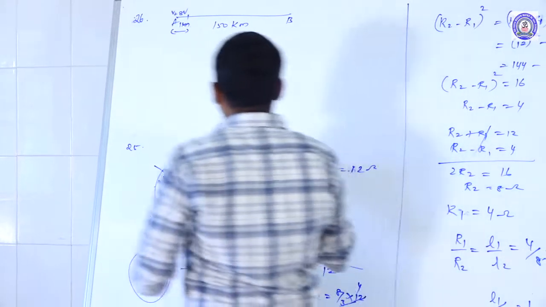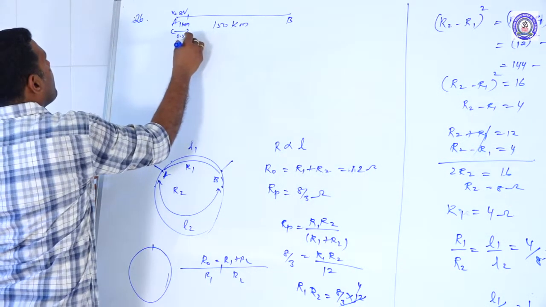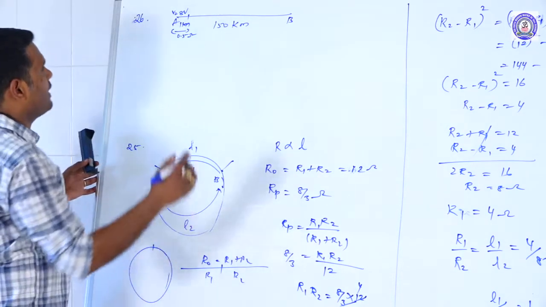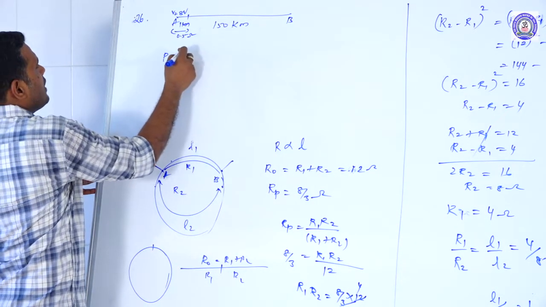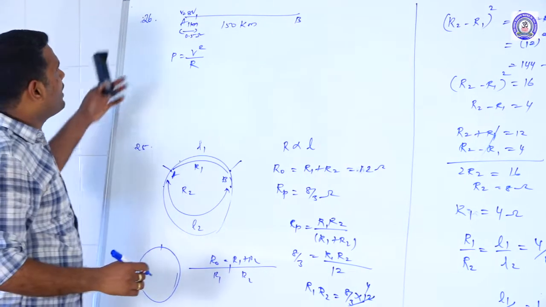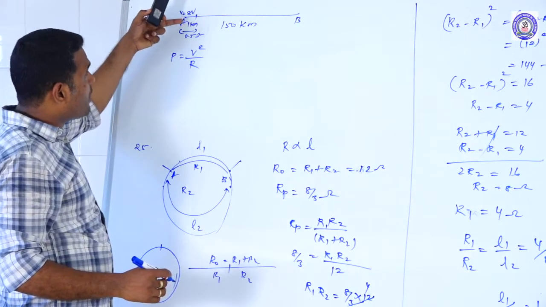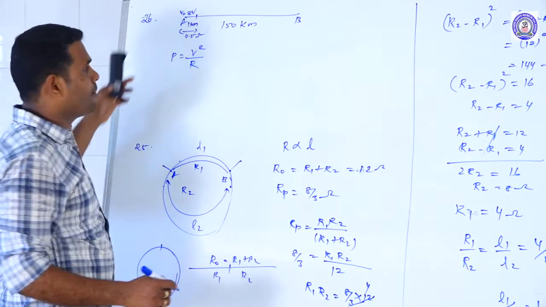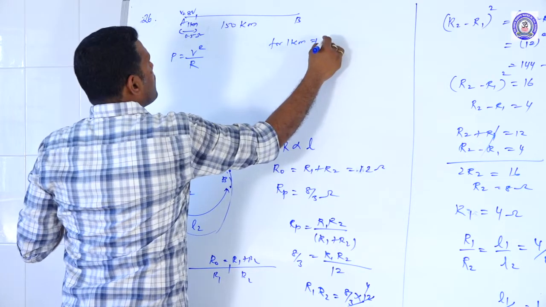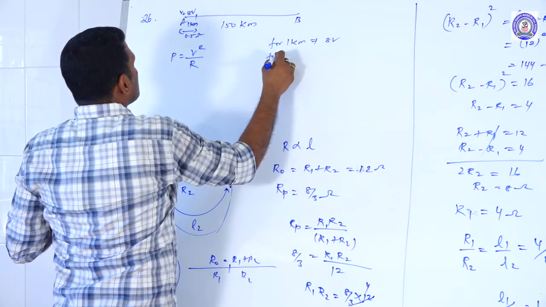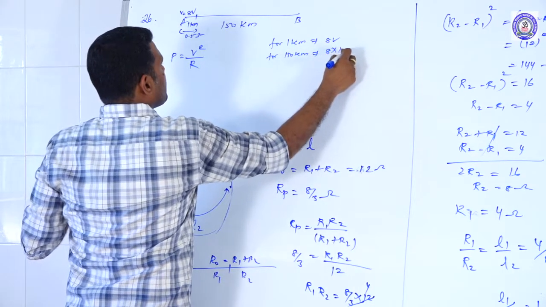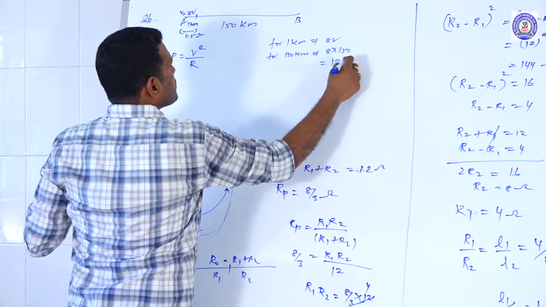Resistance per kilometer is 0.5 ohm. Then what is the power loss in the wire? In order to calculate the power loss, we need total potential square divided by total resistance. We are given potential drop per kilometer, resistance per kilometer. For 1 kilometer, the potential drop is 8 volt. So for 150 kilometer, potential drop is 8 into 150. So 1200 volt.